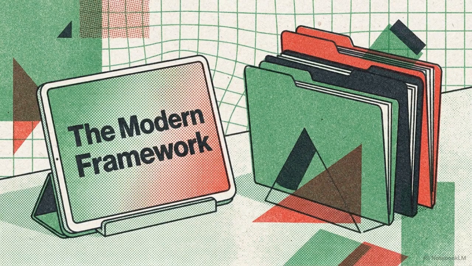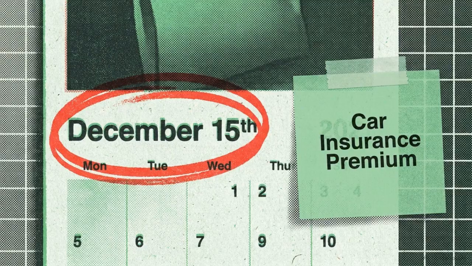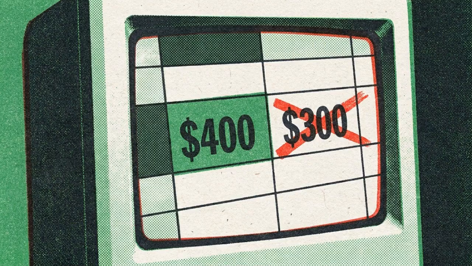Regardless of the specific method you choose, a modern budget requires 4 basic things: tracking granular categories, planning for irregular expenses, recording your actual monthly spend, and adjusting the numbers dynamically.